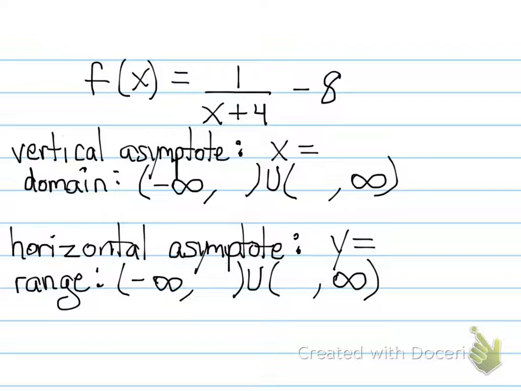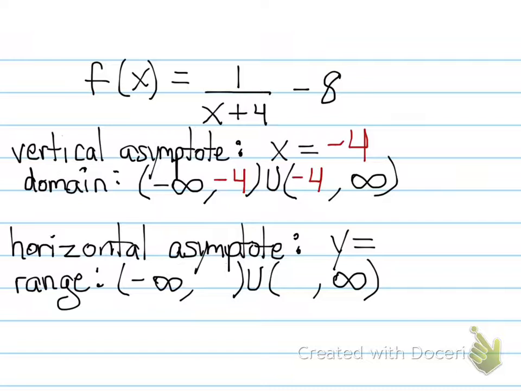All right, looking at this function, 1 over x plus 4 minus 8. To find my vertical asymptote, I will take my denominator, set it equal to 0 and solve for x. Or, the shortcut way, take the opposite of plus 4, which is negative 4. So my domain is going to go from negative infinity to negative 4, union negative 4 to infinity.